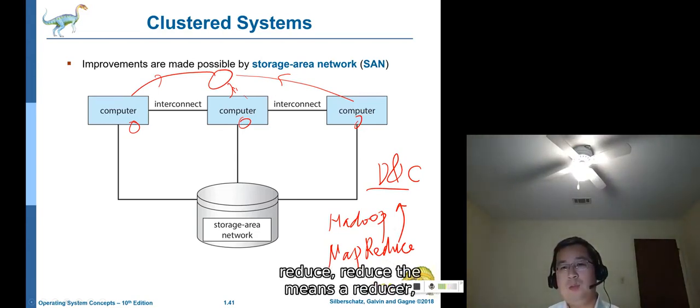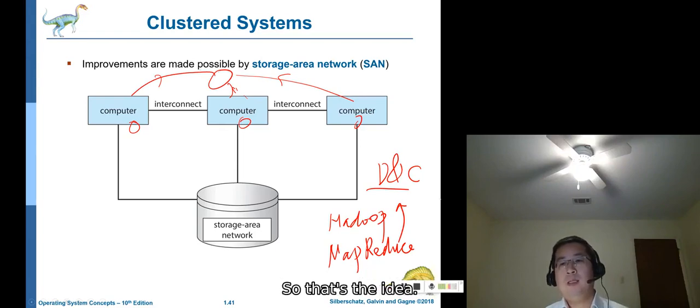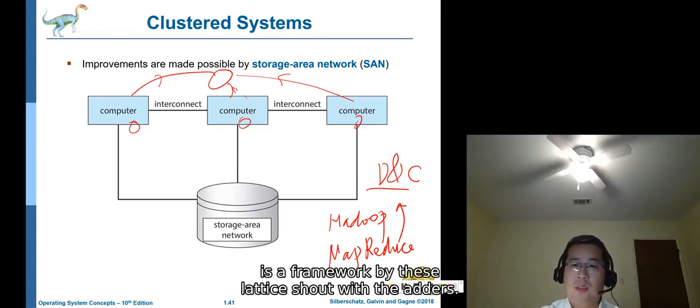Reduce means reducer. Combine the results together. You don't need to get raw data. You just need to count how many credit hours for each class and then combine. So that's the idea. And then MapReduce was proposed by Google. This framework, but it's not shared with others.